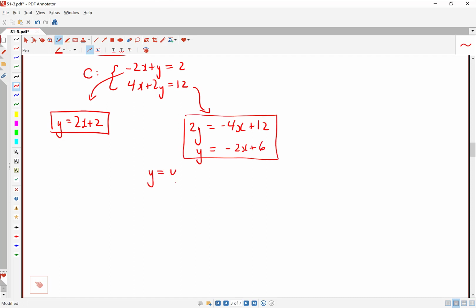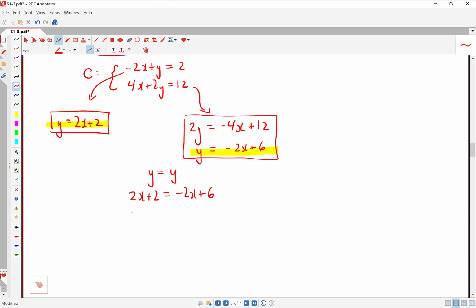We set y equal to y. So 2x plus 2 is the y value from the first equation, and from the second equation, y is equal to -2x plus 6. So now we have a little equation involving x that we can solve for.